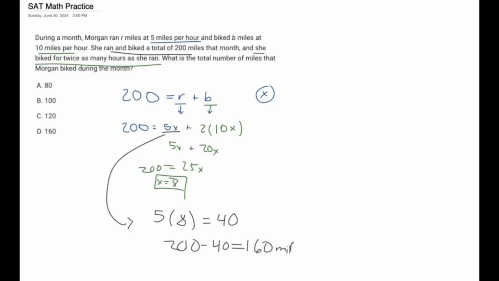And there's another way you can check. Using this equation right here, 20x. So 20 times 8, right? That value of 8. And guess what? That also gets us 160 miles. And so our final answer is D.